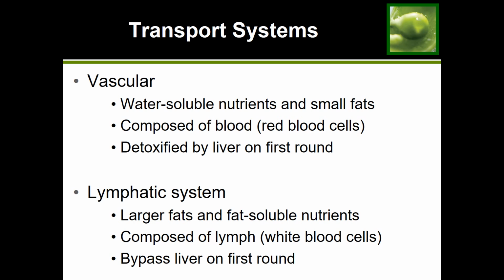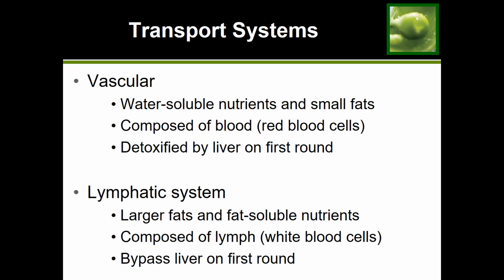There's also a difference in what they are composed of, which is blood, or our red blood cells, for our vascular system. So the vascular system is your bloodstream. And the lymphatic system is made of a substance called lymph, which is primarily composed of white blood cells.